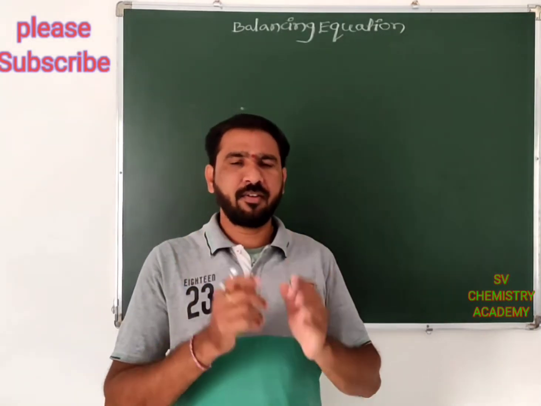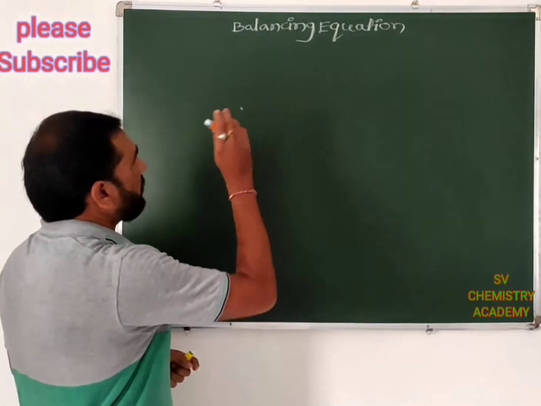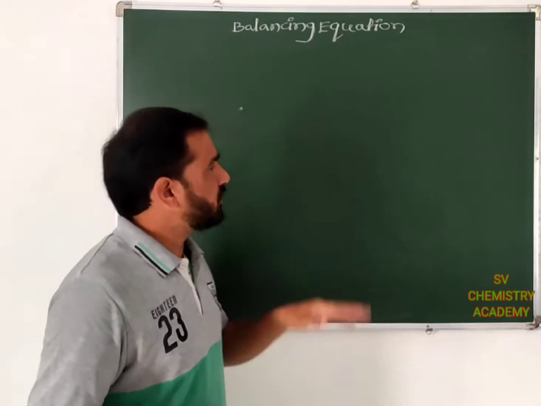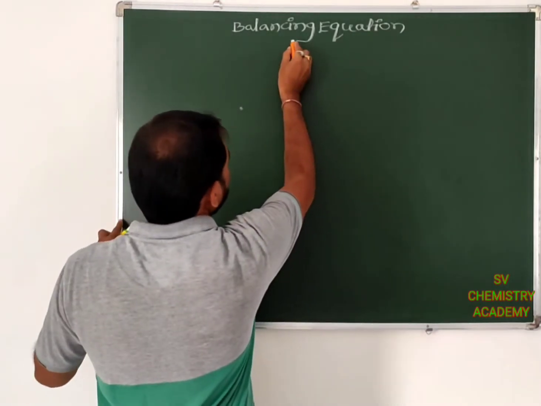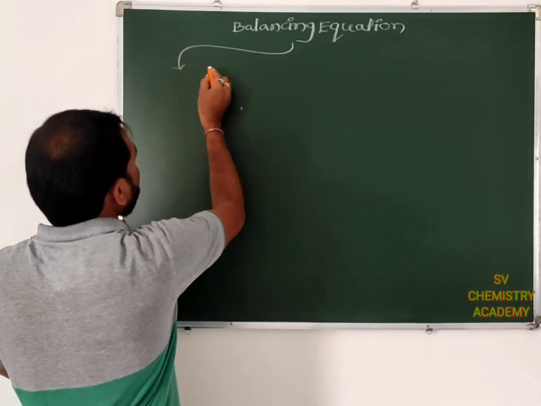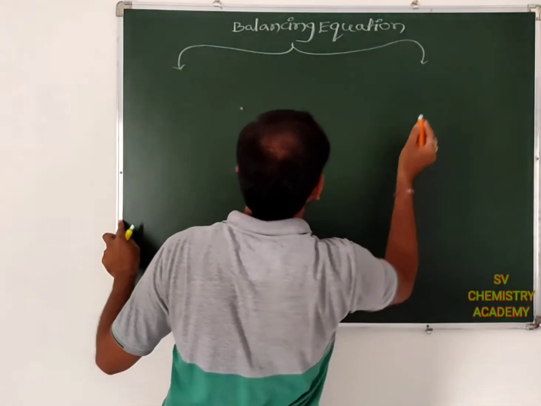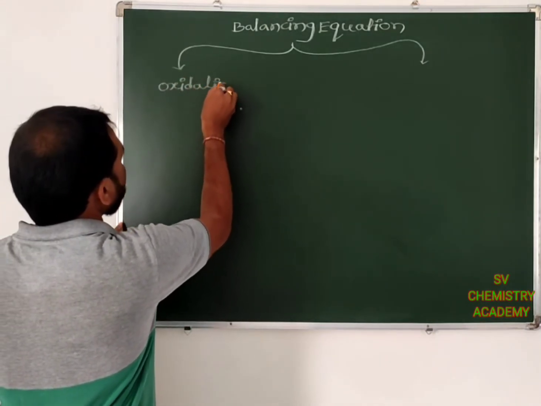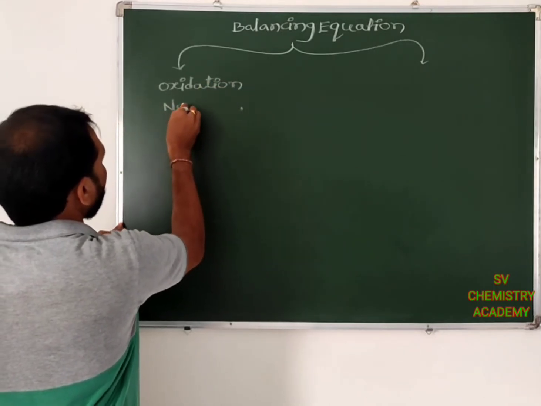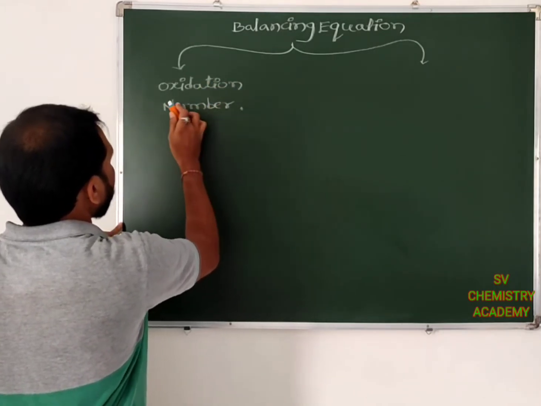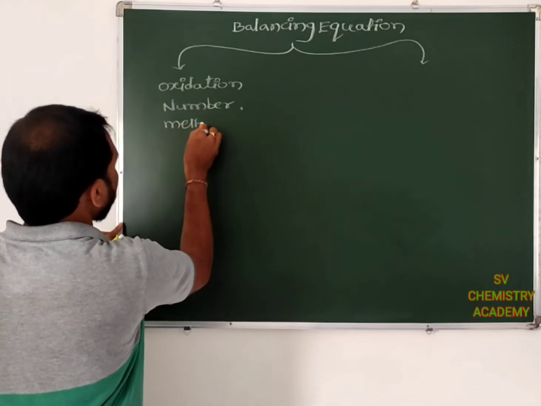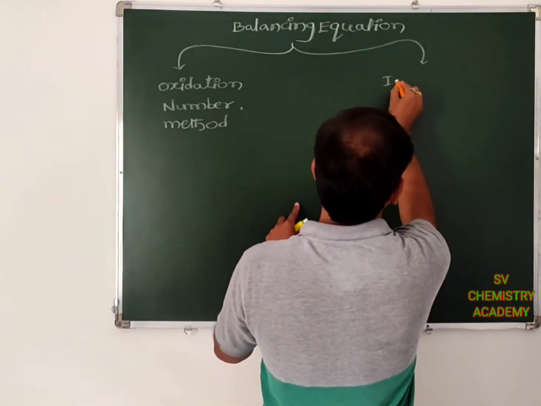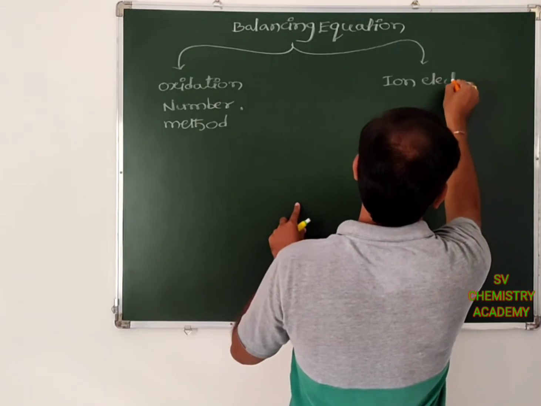So this is very important, right? Actually, to balance the unbalanced equation, how many methods are there that I am going to teach? Balancing equation has 2 types. One is the oxidation number method. Then the second one is the ion electron method.